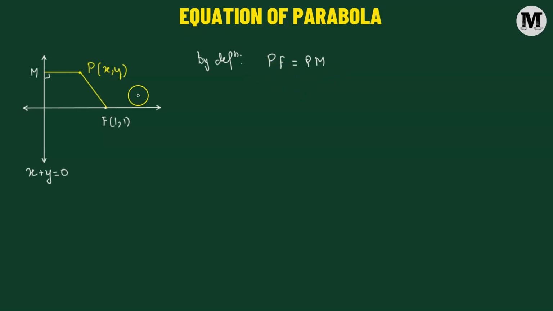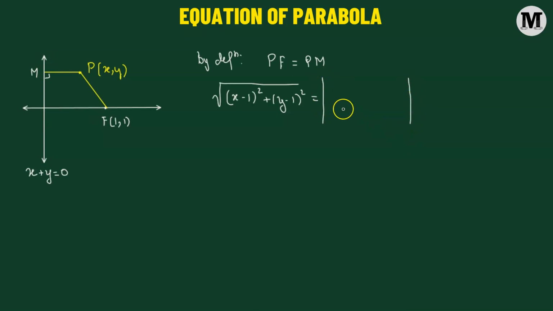Now our goal will be to find out the equation of the parabola using this relation. We can find out PF because we have the coordinates of the endpoints. All we have to do is use the distance formula. We'll take the square root. Underneath the square root, we take the difference of the x coordinates, which is x minus 1, square this value and add it to the difference of the y coordinates, so y minus 1 whole squared. This will be equal to PM. So PM is the perpendicular distance of point P from the directrix line. This is a standard formula for obtaining the perpendicular distance.